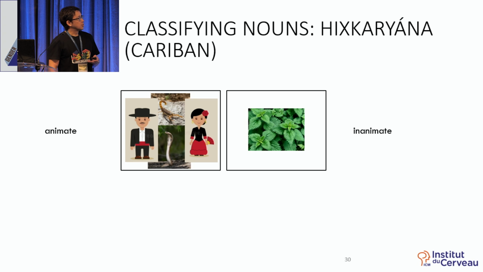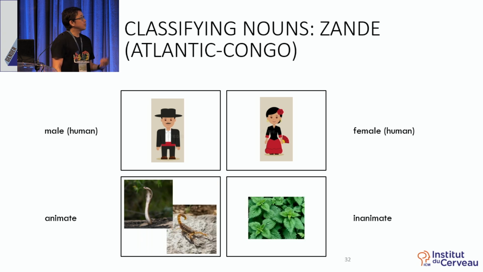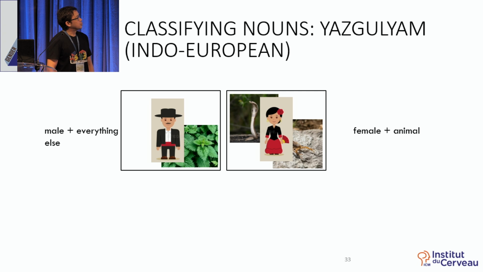So, for example, in a Caribbean language, Hiscaliana, you will have an animate, inanimate distinction. So here you will have these 4 elements in one and the plant in the other, exactly as one of the categorizations that we have. If we travel to India, where we have a Dravidian language, Kannada, then we have 3 categories. We have male human, female human, and a neuter that includes the other 3 elements. If we go to Zande, an Atlantic Congo language, we have 4 categories: male human, female human, animates and inanimates. If you go to Yazguliam, an Indo-European language, you have female and animals, and male plus everything else. So you have a lot of different ways to categorize it.